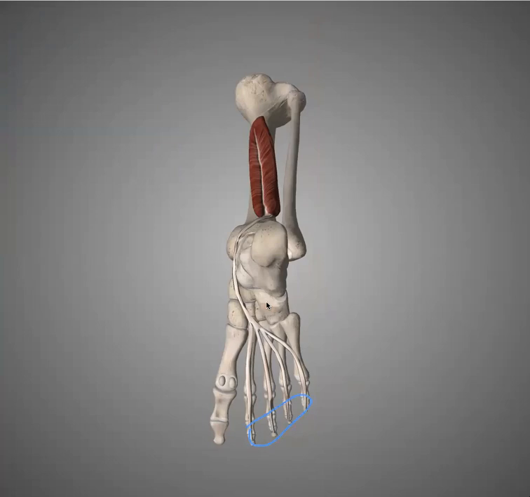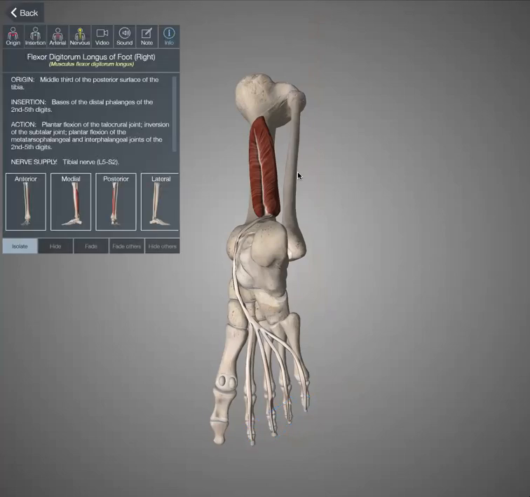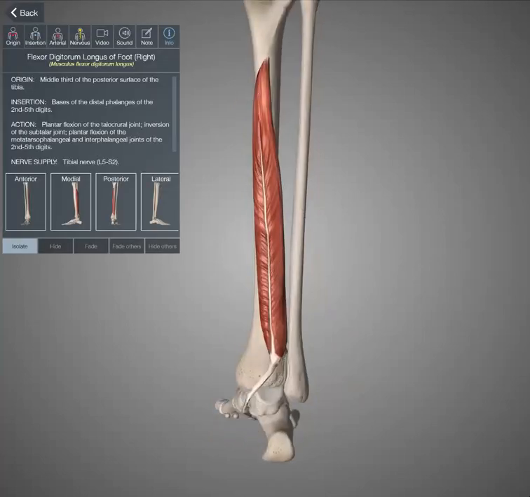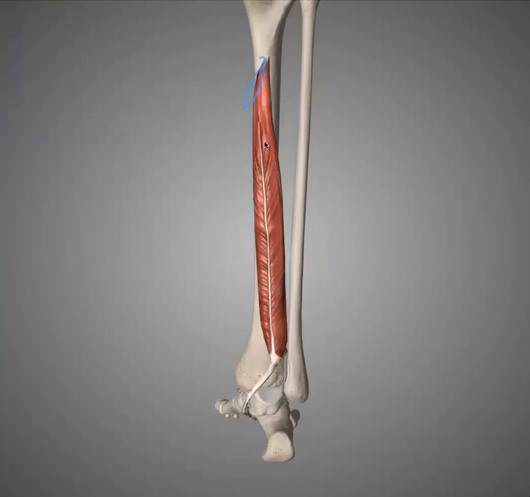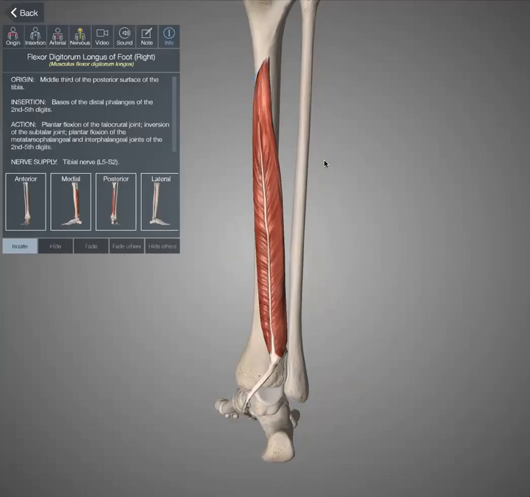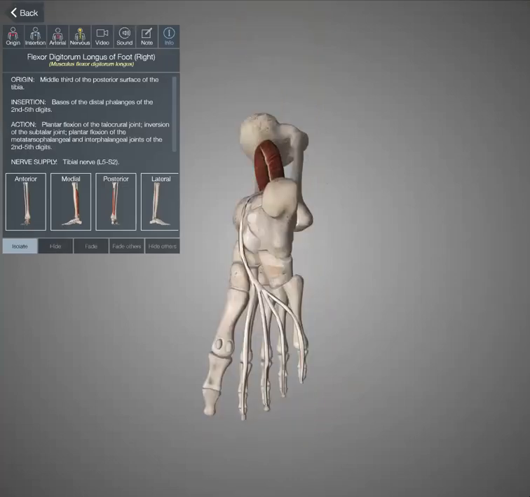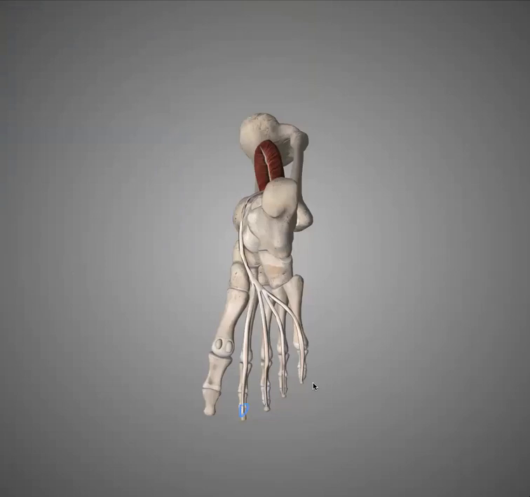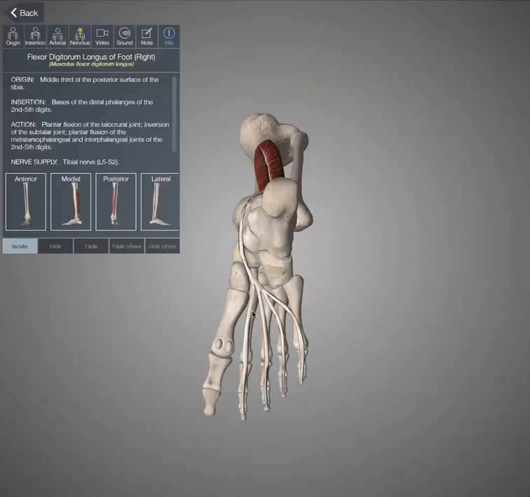And flexor digitorum longus attachment, it originates from the medial surface of the tibia. Here, medial surface of the tibia. This is the medial surface of the tibia. And attaches to the plantar surface of the phalanx of the great, the lateral four digits here. On the plantar surface, this is the plantar surface. Here, these surfaces on the underfoot are called the plantar surfaces, and they attach on the toes.